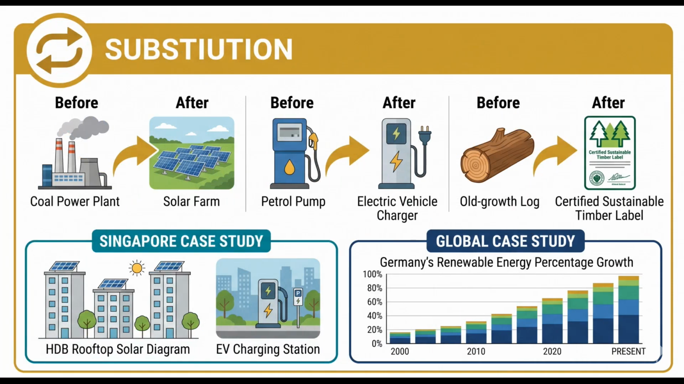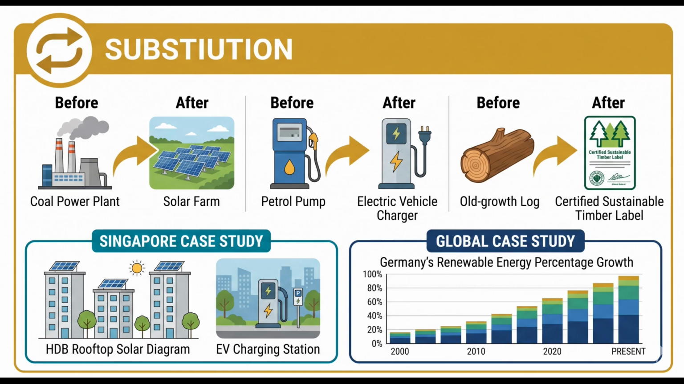Approach 3 is substitution. Look at the definition on screen. Substitution means replacing a scarce or non-renewable resource with a more abundant or renewable alternative. How does it work? 3 replacement pairs on screen. Coal power replaced by solar or wind energy. Petrol vehicles replaced by electric vehicles that run on electricity from renewable sources. Old-growth timber replaced by sustainably certified alternatives.